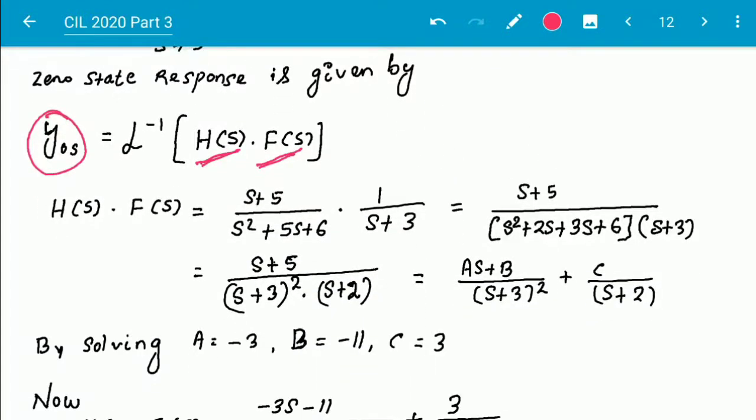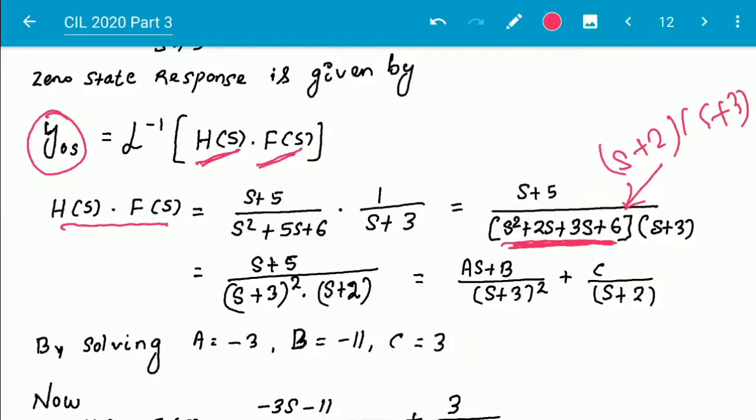If we find H(s) into F(s), this will be s plus 5 by s square plus 5s plus 6 into 1 by s plus 3, which is equal to s plus 5 by s square plus 2s plus 3s plus 6. I have to factorize this one, and this will be s plus 2 into s plus 3 in the denominator. So this will be s plus 3 whole square into s plus 2.